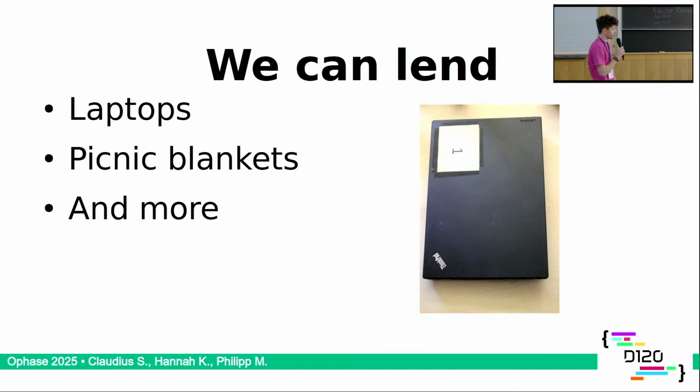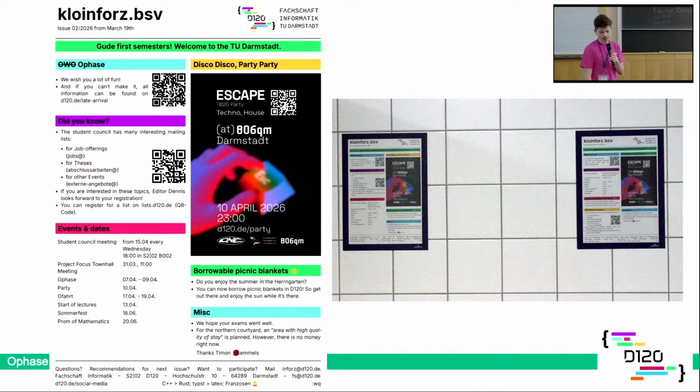We also lend you stuff if you want to. We can lend you laptops. If you don't have one, you can get one from us. If you lost your laptop, or if you can't afford one, we can lend you one each semester. And we just bought picnic blankets, and we can lend you many more things.